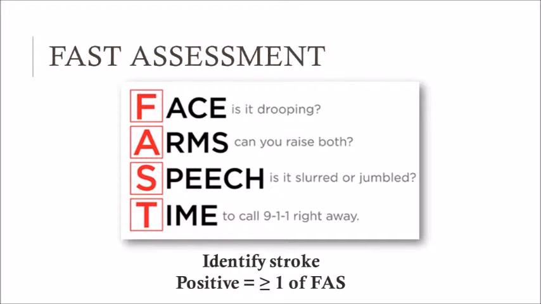It starts off with the FAST assessment that we know from the Heart and Stroke Foundation that goes with facial drooping, arm weakness unilaterally, or slurred speech or jumbled speech. And if you have one of these positive, you're identified as having a potential stroke. We have some video with EMS to show the different signs with FAST.